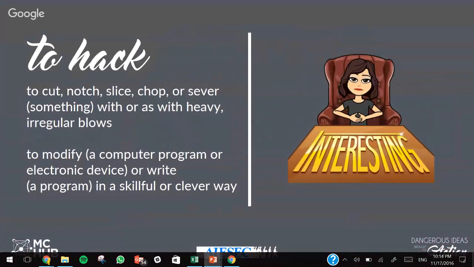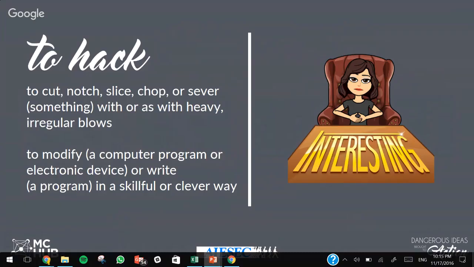And so to start, the first thing is about what's with hacking. We hear this word a lot. So to go through the basic definition of the verb to hack, it's to cut, notch, slice, chop, or sever something with or as with heavy irregular blows. Literally, if you imagine chopping down a tree, you could say you're hacking down the tree. But another definition of this is to modify a computer program or electronic device, or write a program in a skillful or clever way.